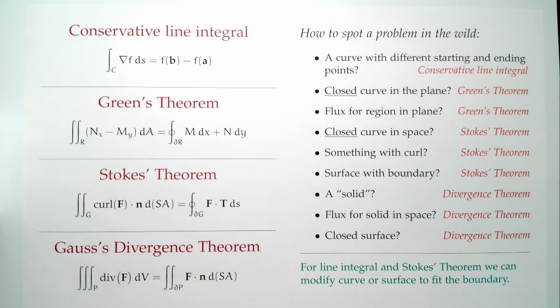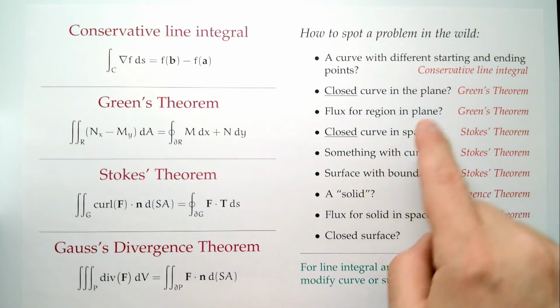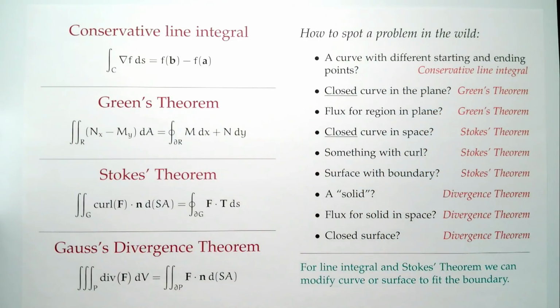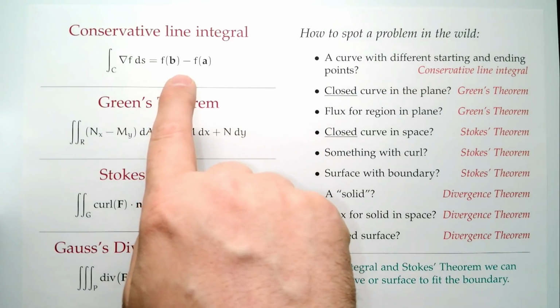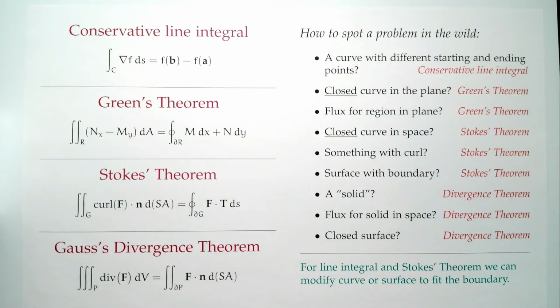Well, there's 2 cases. If it's a closed curve in the plane, so in other words, I'm in the xy plane, go to Green's theorem. Now here you have to pay attention to orientation. All of these things have an orientation built into them. Even this f of b minus f of a has an orientation because it matters what order you take. F of b minus f of a is different than f of a minus f of b.